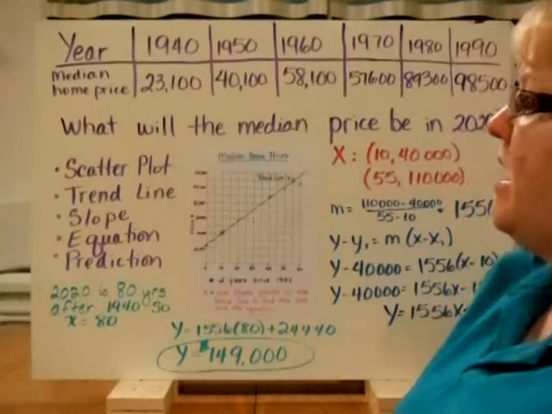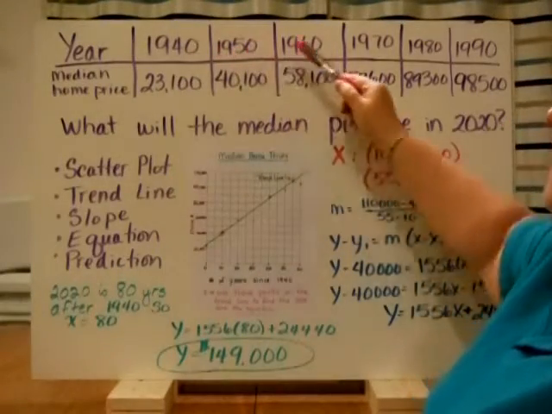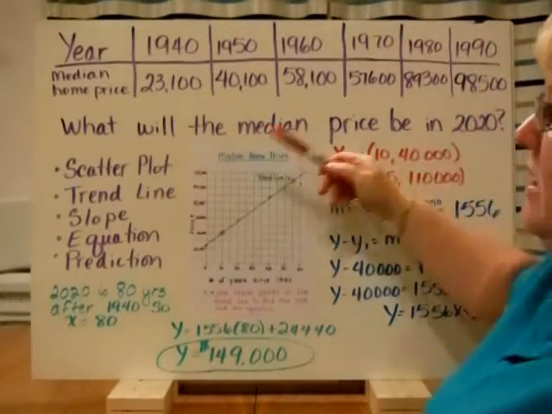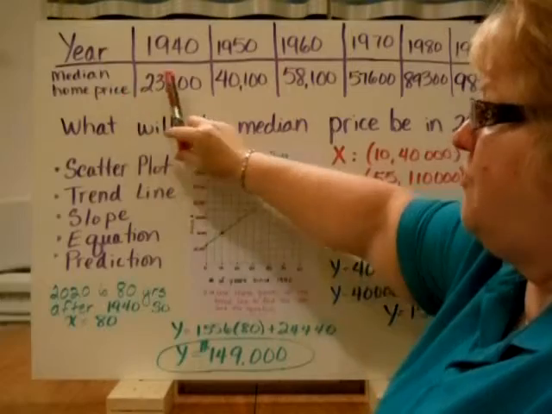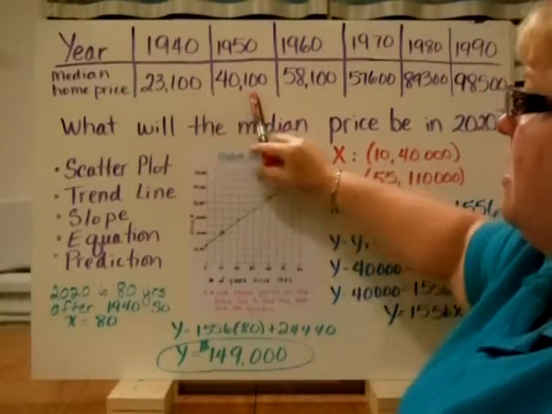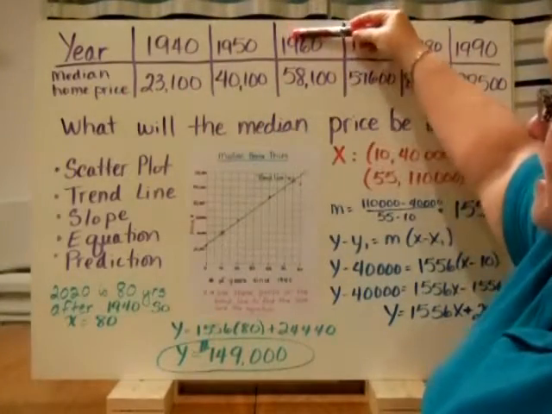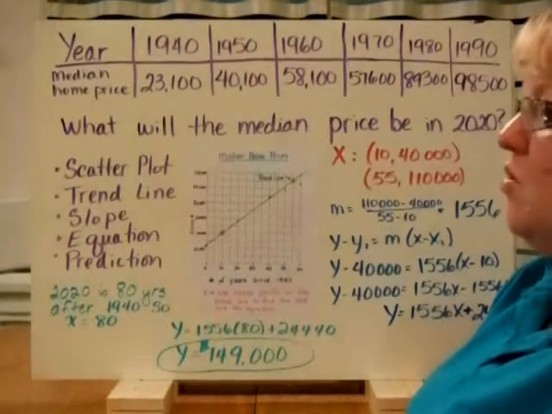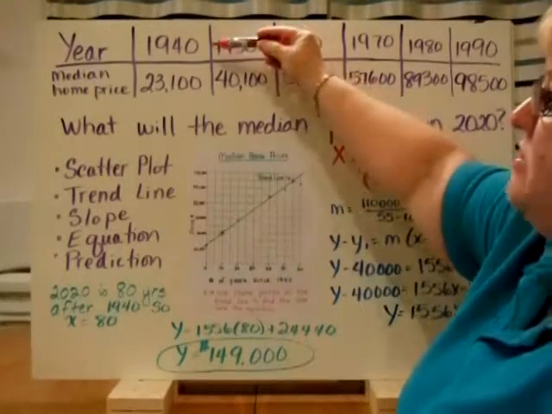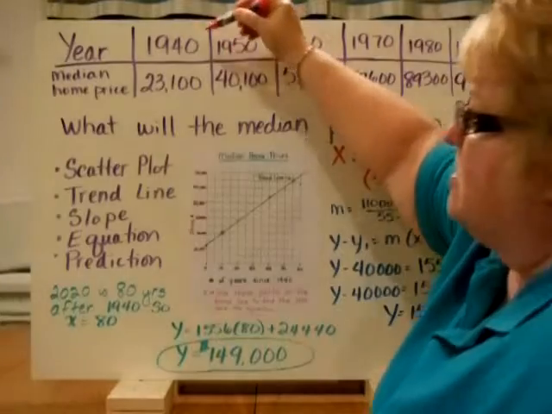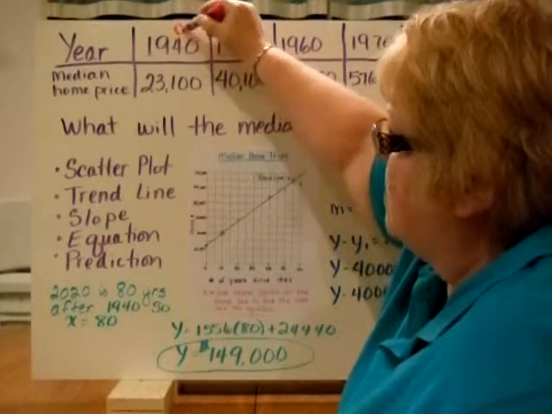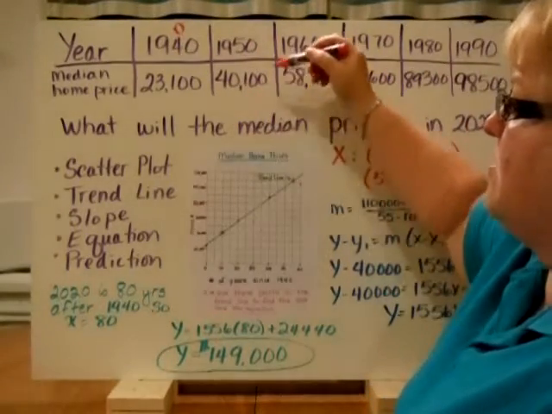In this example, we have the years 1940, 50, 60, 70, 80, and 1990, and the median home price for the corresponding year. This would be our X value, this would be our Y. We don't want to use 1940 as our X data, so we're going to make this 0. This is our beginning point, year 0.